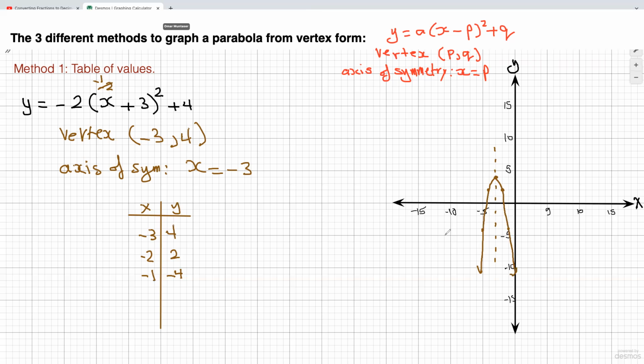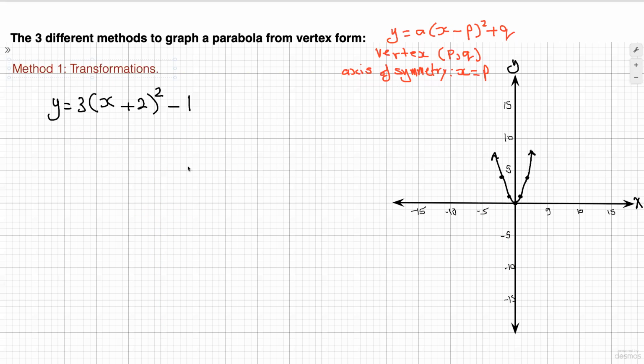And that's how my parabola looks like. Okay, so that's the first method. Now we're going to go and explore the second method. So the second method is transformations. So in transformations, we're still going to just find the vertex since we learned how to find the vertex.